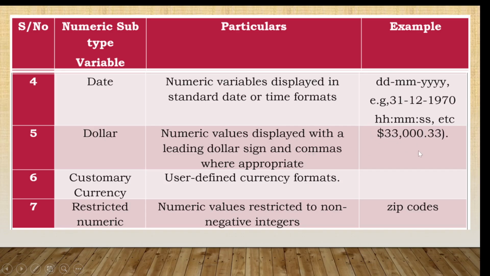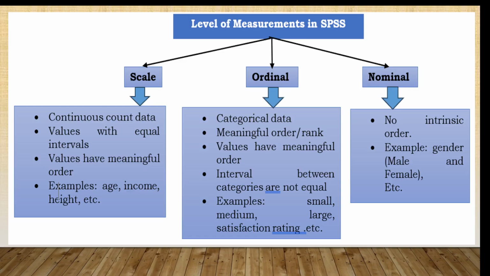Now this one is 33,000.33 dollars. Custom currency is defined by the user. The user can define it, and it is usually adopted according to the specific currency the user wants to denote. The restricted numeric are the non-negative integers, for example, zip codes, etc.